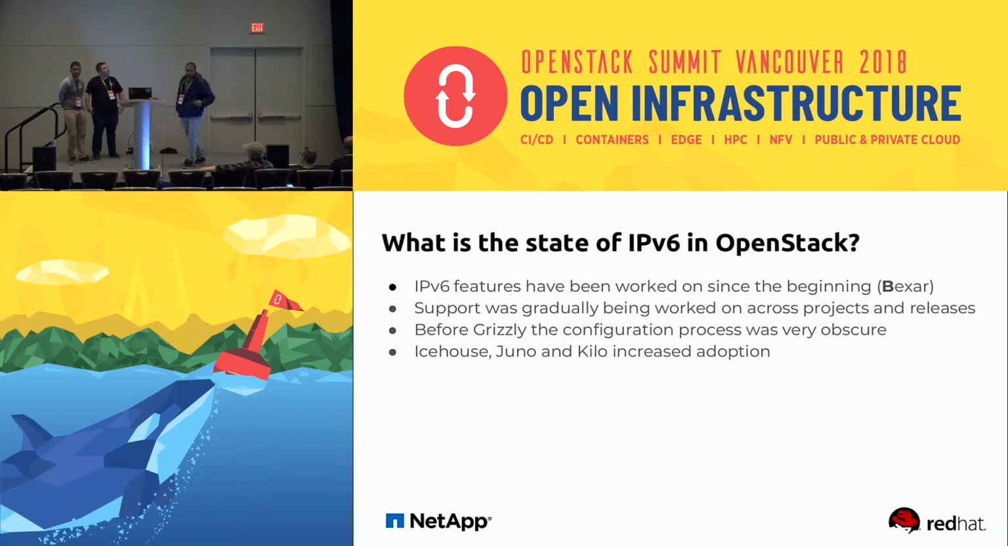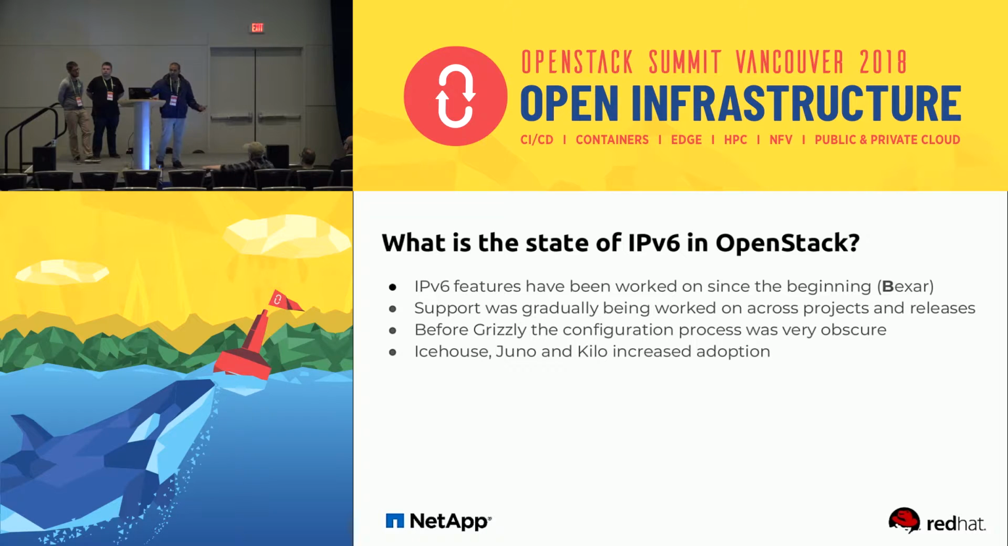And before the Grizzly release, the configuration process was very obscure, meaning that there were a few people working with OpenStack, the developers, a few deployments that used to try to do IPv6 in some specific scenarios, but most people didn't know how to do that. And we didn't have an easy way, a guide, to go and implement a deployment with IPv6.